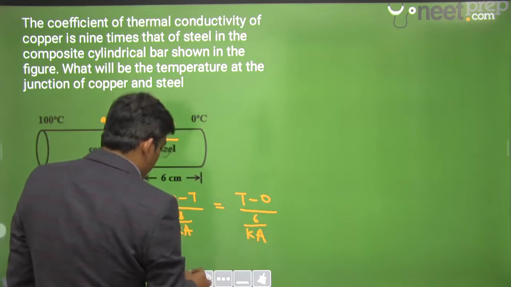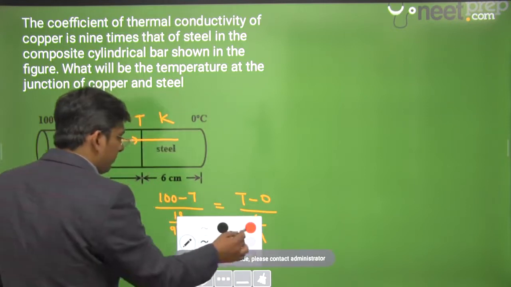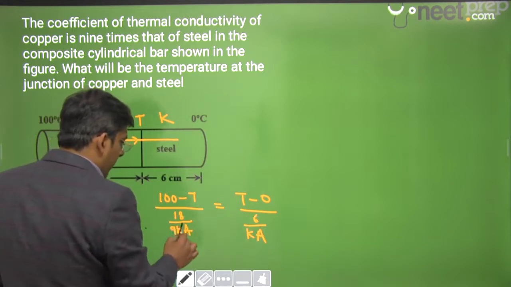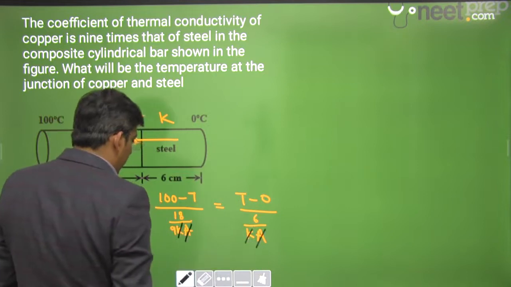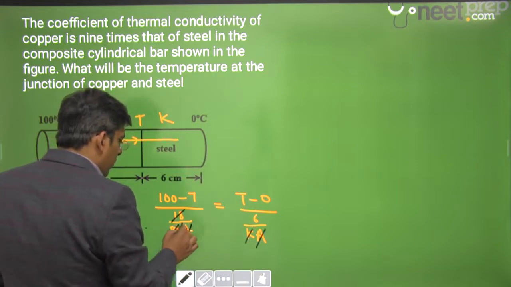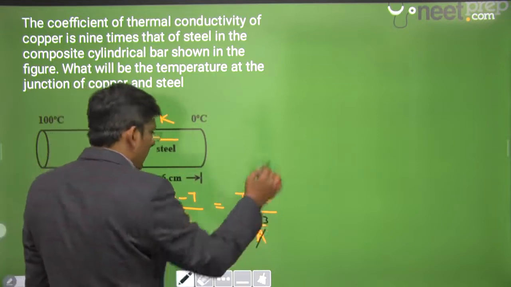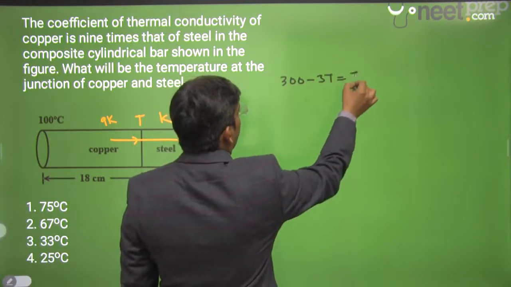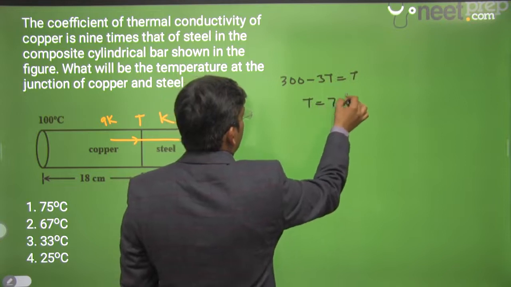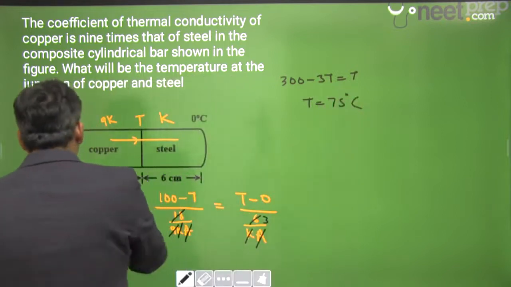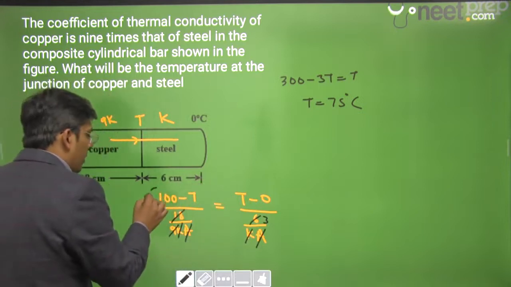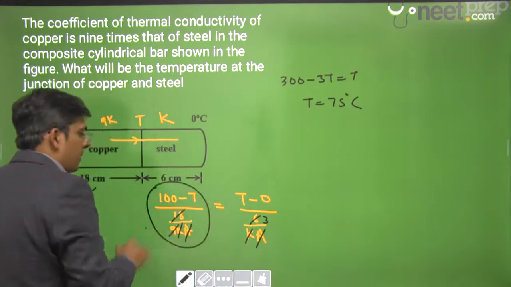Okay, we are going to cancel a few things. This K and A are going to cancel, K and A, right? This is going to be 2 and this is going to be total 3, right? So 300 minus 3T equals T, so T is going to be 75 degrees Celsius. Temperature of the junction is 75 degrees Celsius, dear students. I have used the formula that heat current is temperature difference by thermal resistance.